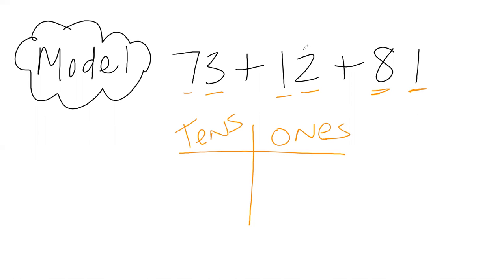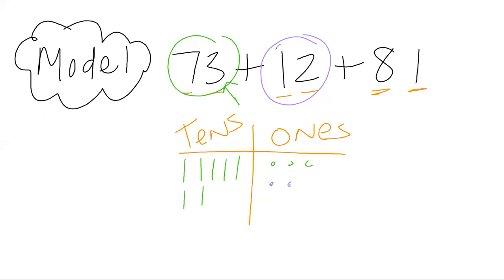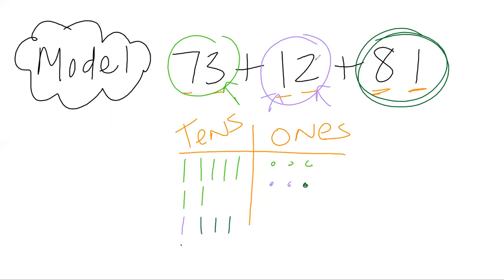So let's go ahead and model each number. I'm going to start here with 73. I notice I have 3 in the ones place: 1, 2, 3. And 7 in the tens place: 1, 2, 3, 4, 5, 6, 7. Now let's model our next number, 12. There's a 2 in the ones place, so I'm going to model 2 ones and then a 1 in the tens place. And our last number here, or addend if you will, since that's the vocabulary we're using, I have a 1 in the ones place and an 8 in the tens place. So let's see. 1, 2, 3, 4, 5, 6, 7, 8. I'll put it right up there.